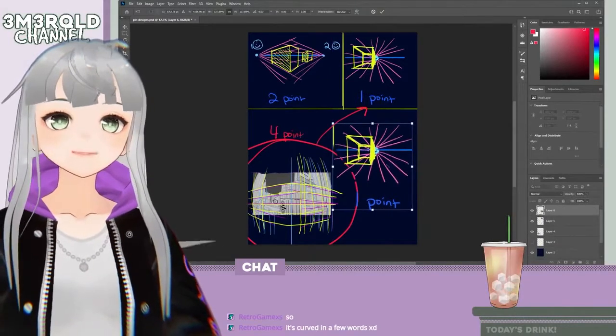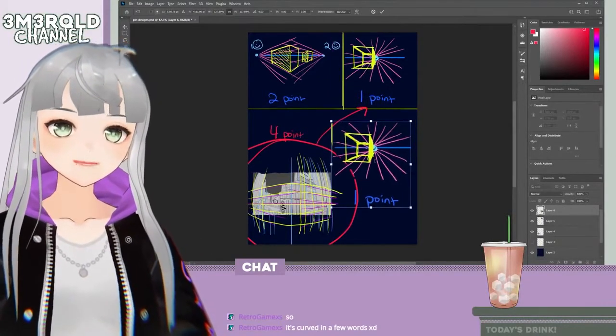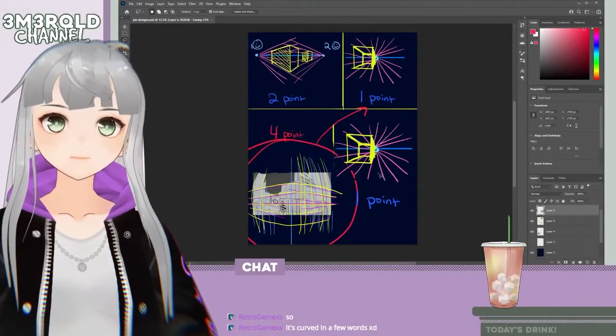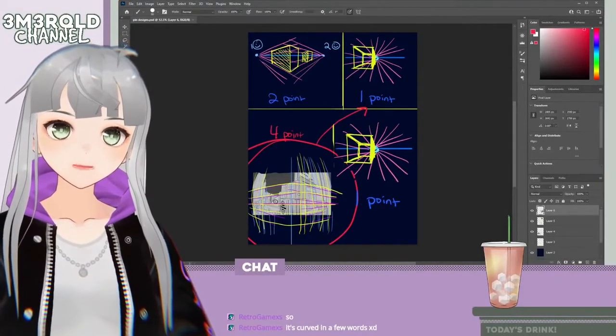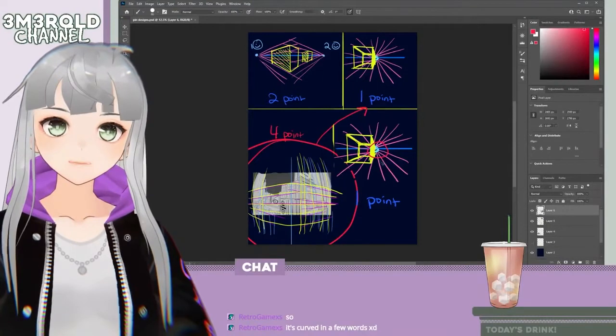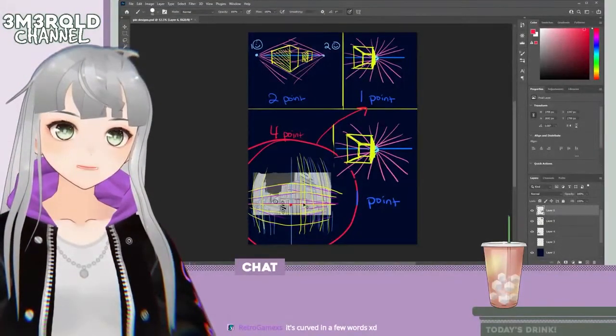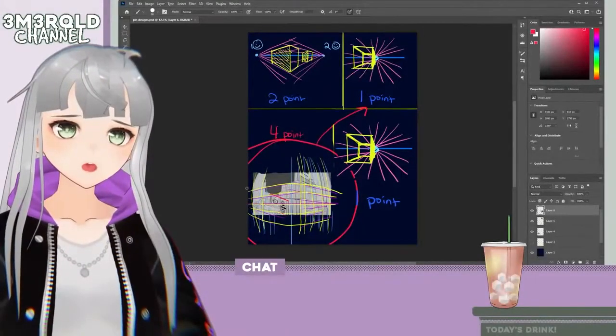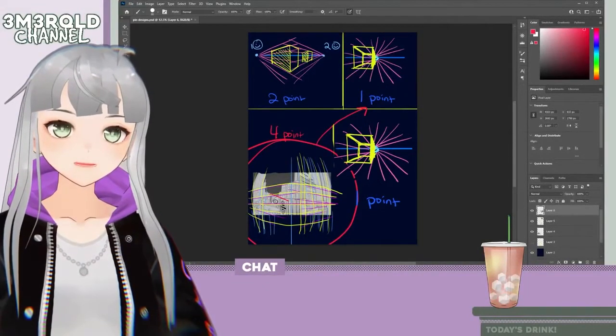But this is how it's different than 4-point perspective, right? Because in 4-point perspective, we don't have this center point going on. There's no need for a center point. All these buildings converge. They're using 2 points on the side. They're not using a center point.